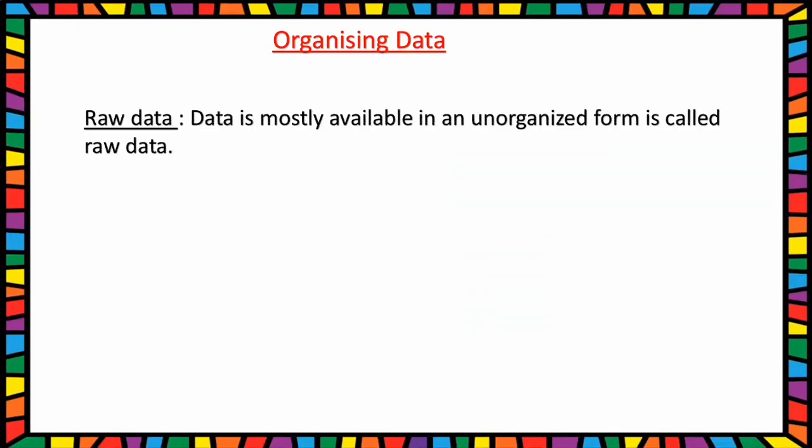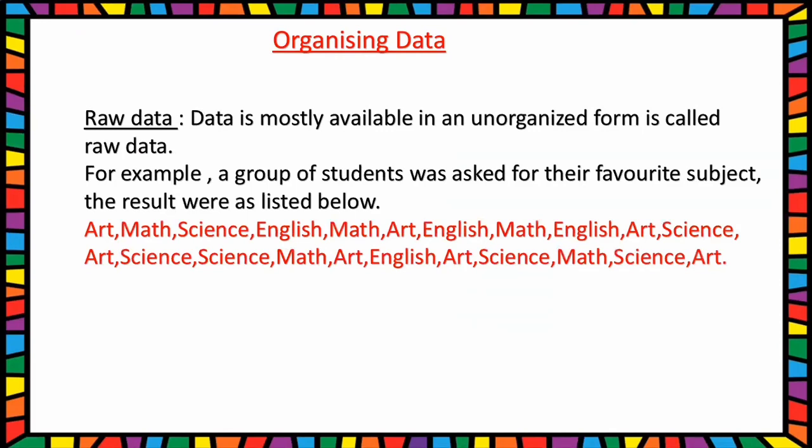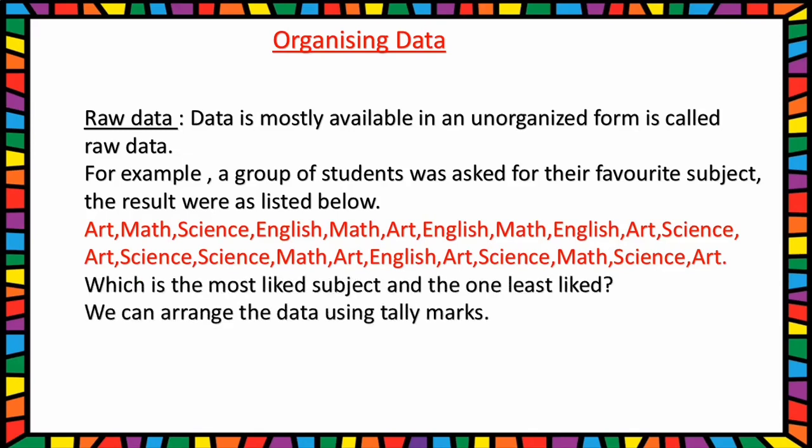First one, raw data. Data that is mostly available in an unorganized form is called raw data. To draw meaningful inferences, we need to organize the data systematically. For example, a group of students was asked for their favorite subject. The results were listed as: art, math, science, English, math, art, etc. Which is the most liked subject and the one least liked? It is very difficult to find from this raw data. So we can arrange the data using tally marks.